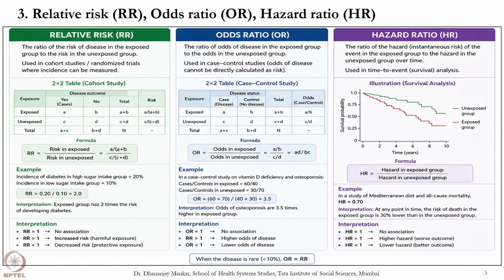Now comes the odds ratio for discussion. The odds ratio is the ratio of odds of disease in the exposed group to the odds in the unexposed group. So here odds is very important. It is used in case control studies, where the odds of disease cannot be directly calculated as a risk. When you take the formula for the odds ratio, it is odds in exposed and odds in unexposed, same as what we saw previously for relative risk. You may understand that for the exposed it is A plus B here, and for the unexposed it is C plus D.